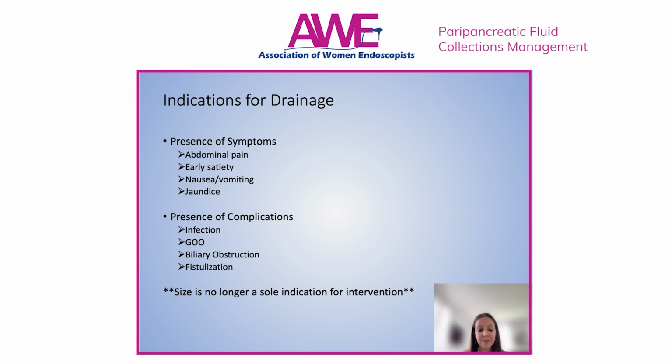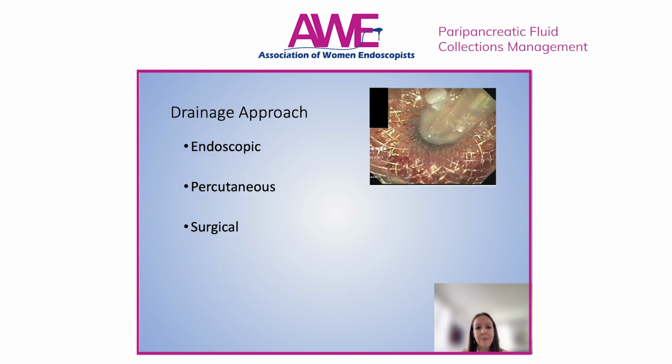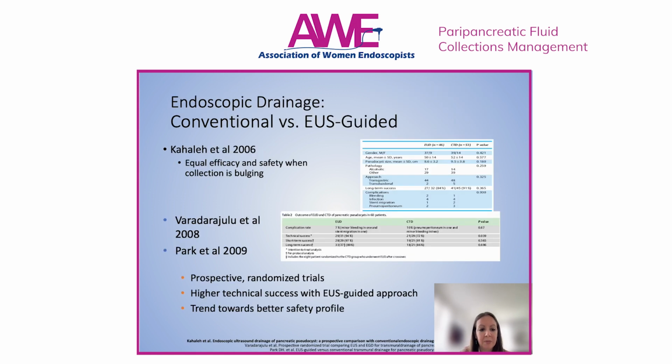Similarly, if there's infection, probably the most common complication that we see, gastric outlet obstruction, biliary obstruction, or fistulization to nearby structures, then that would also be an indication for drainage. But it's important to note that size by itself, in the absence of symptoms or complications, is no longer a sole indication for drainage, and that was part of the revised criteria from 2008. So when we talk about drainage, there's really 3 ways that we can drain these collections. There's endoscopic drainage, percutaneous drainage, and surgical drainage, and we'll go through each of these in a little more detail.